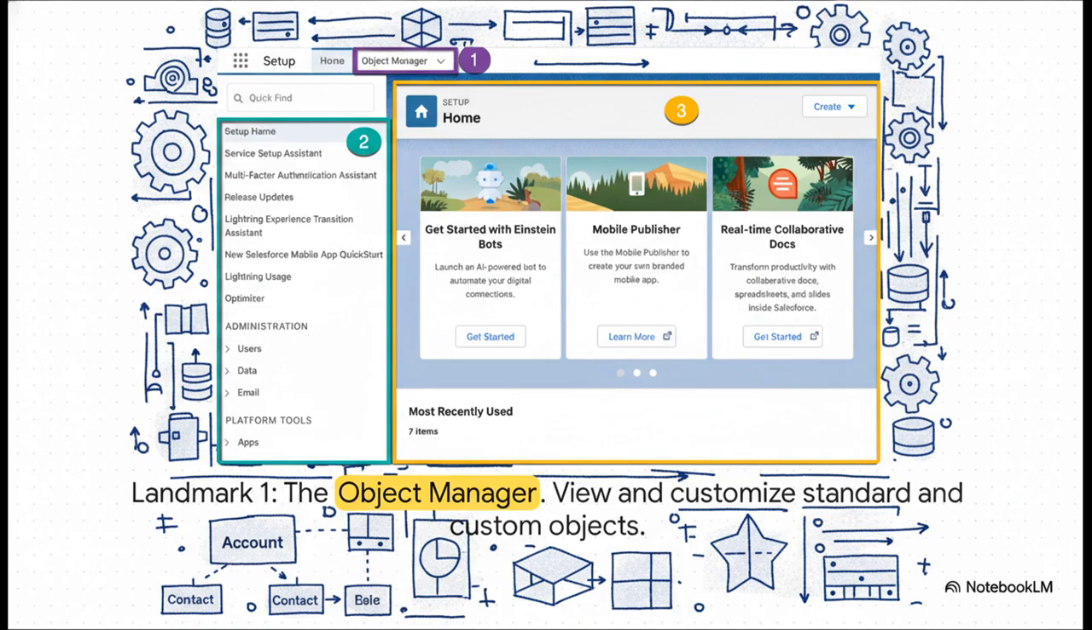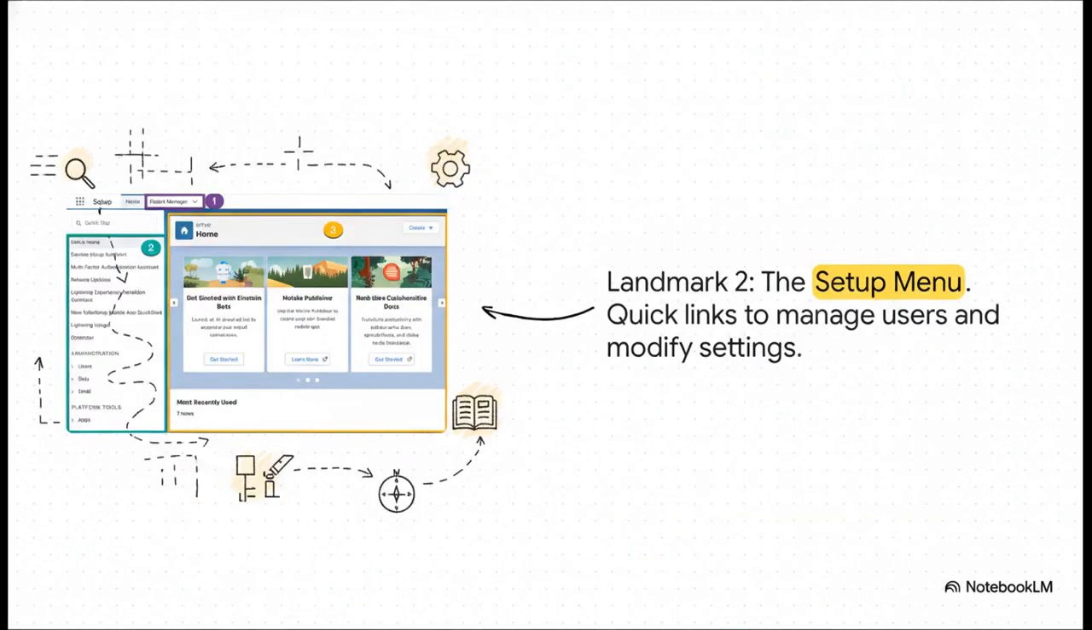So let's break down the key landmarks, starting right at the top with the Object Manager. This is where you'll manage all your data structures, things like accounts, contacts, or any custom objects you build. Think of it as the blueprint library for all of your data. Next up, look over to the left. That big long list of links, that's the Setup menu. This is your roadmap, your index, your table of contents for every single administrative page in the system. We'll explore this a bit more in just a second.